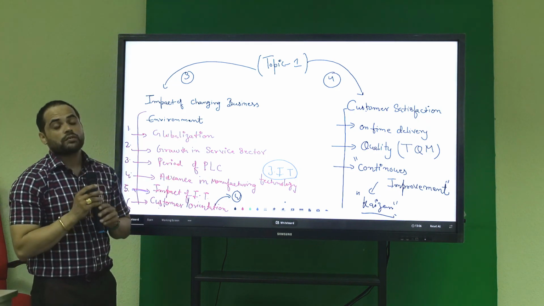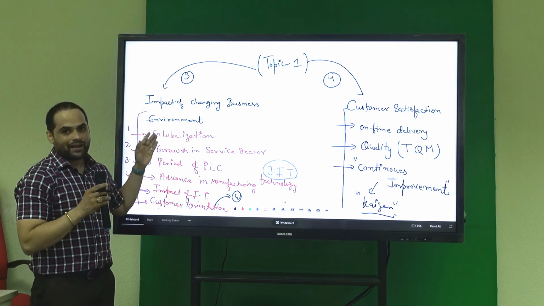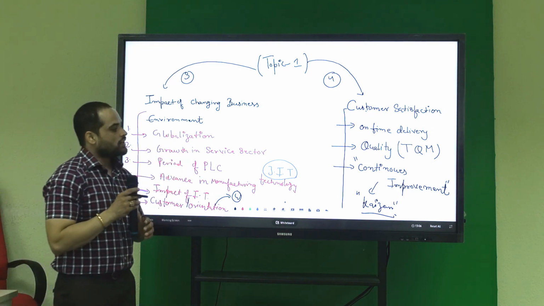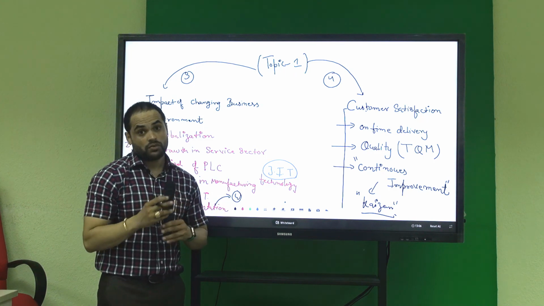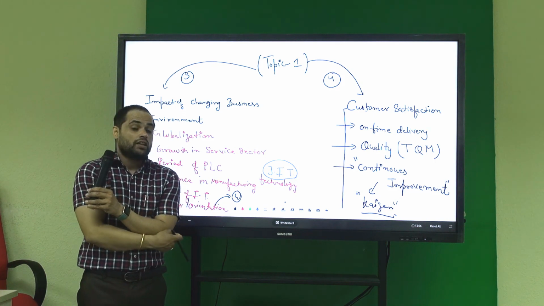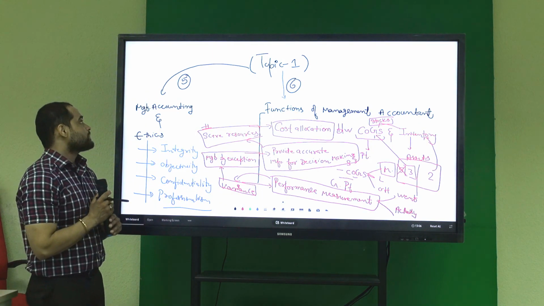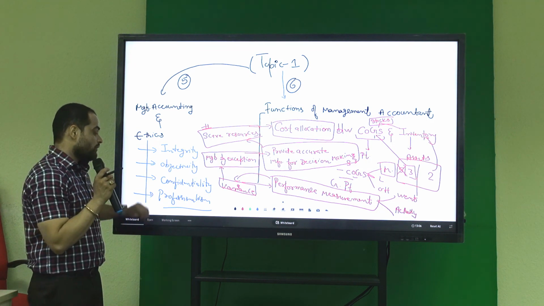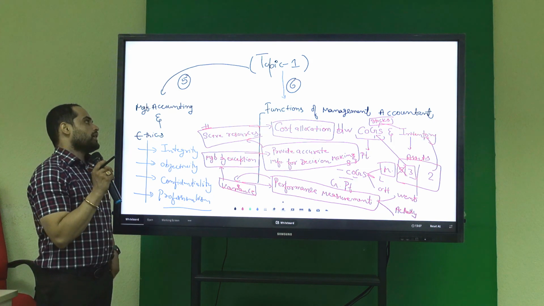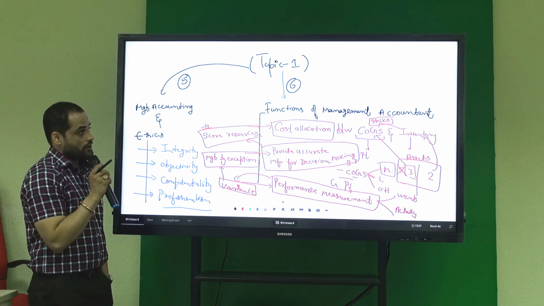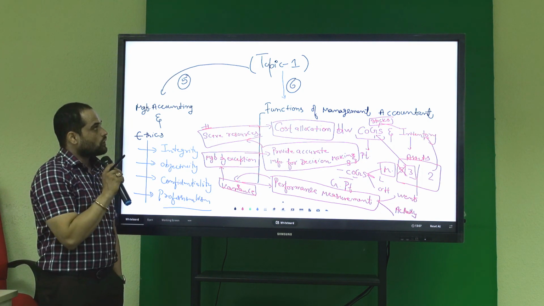The third learning outcome is the impact of changing business environments on management accounting. We study the 6 different kinds of factors that may give impact due to the changing business environment. Next is customer satisfaction. We study the 3 different kinds of factors that may affect customer satisfaction, which play really important roles in attracting and satisfying customers. Learning outcome 5 is about management accounting and ethics. We study the 4 different principles which organizations must follow. Learning outcome 6 is about the functions of management accounting that we just finished: cost allocations, providing accurate information, and performance measurement. So that's all about topic 1.